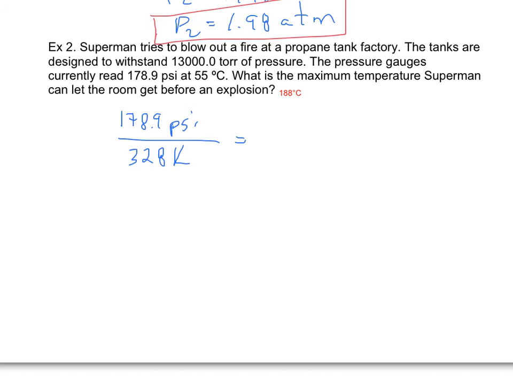Now it doesn't matter what you convert into. You could convert both the pressures into psi's or both into torr. I'm going to go into psi. So I'm going to multiply by 14.7 and divide by 760.